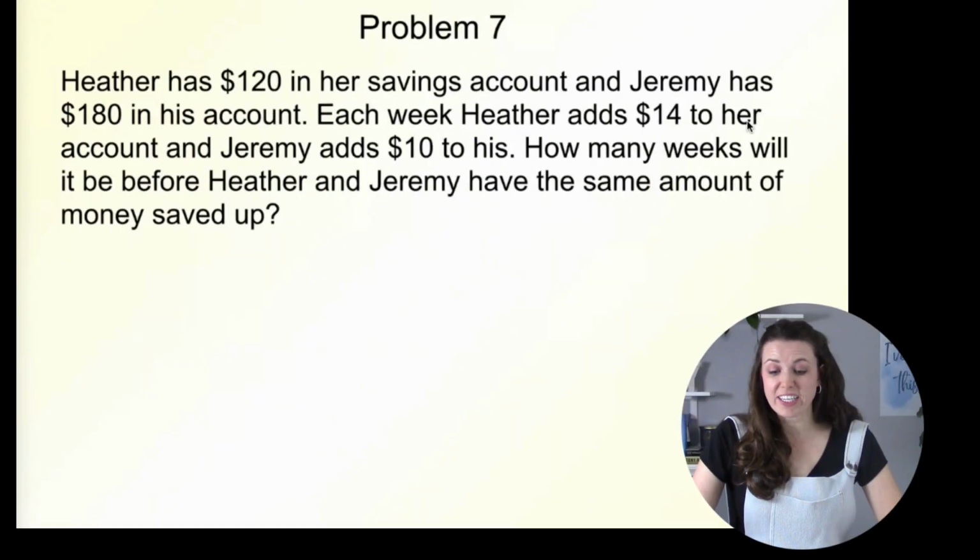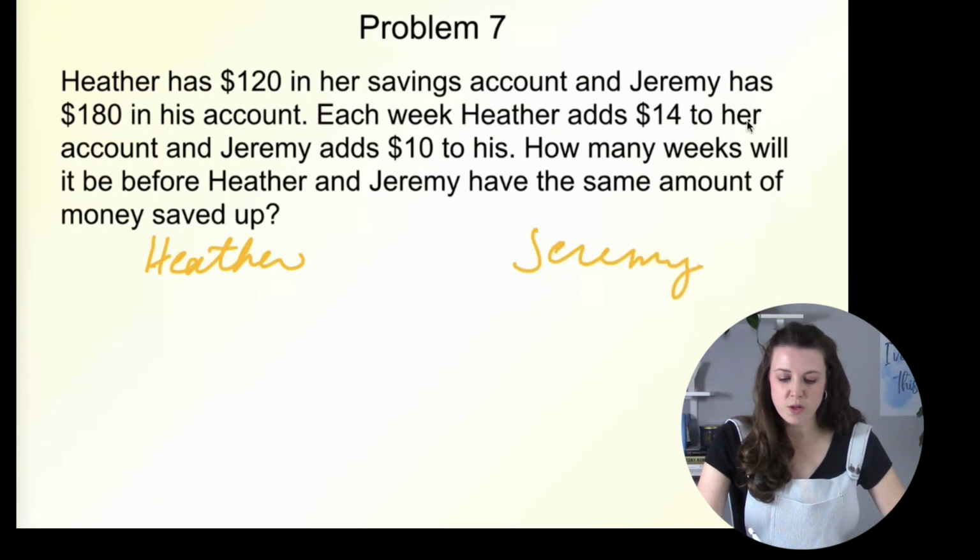Heather has $120 in her savings account, and Jeremy has $180 in his account. Each week, Heather adds $14 to her account, and Jeremy adds $10 to his. How many weeks will it be before Heather and Jeremy have the same amount of money saved up? All right, so we're going to put Heather over here and Jeremy over here. Okay, so Heather is starting with $120 and Jeremy is starting with $180.